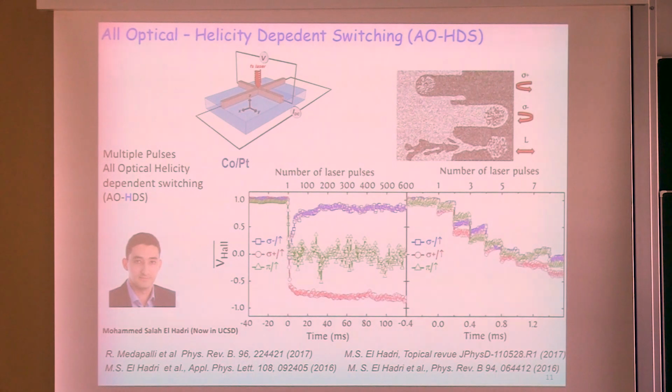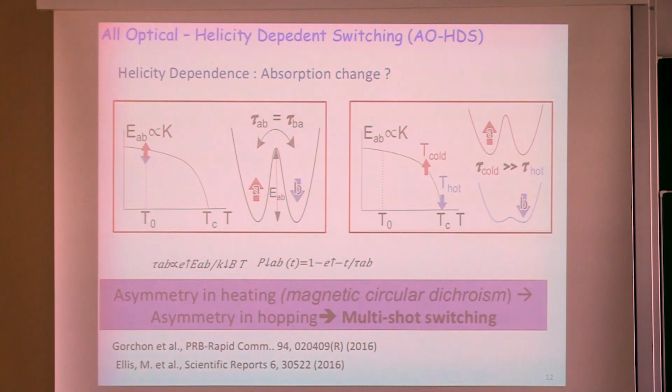And what was also proved is that this is a multiple pulse effect. You need several pulses in order to observe the switching. So we kept a static beam here, and you see that we need at least 200 pulses in order to observe the switching. This has also been discussed; you always need several pulses. And so the question was then, what's the mechanism?